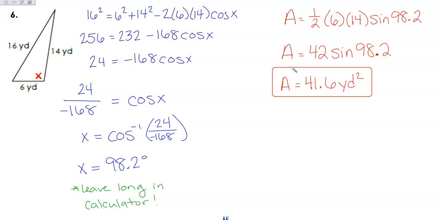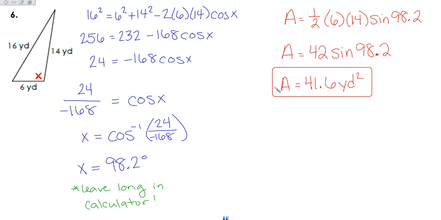You would have done law of cosines, you'd have found each angle measure, and like if I found this angle, I would use these two sides in my area formula. If I found this angle, I would use these two sides in my area formula. You should still end up in the exact same spot at this 41.6 no matter which way you go.